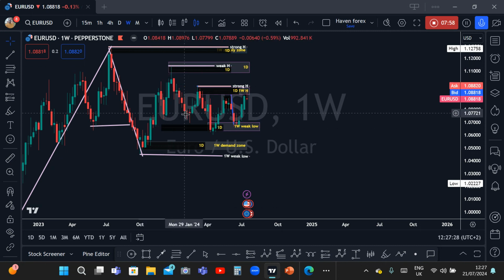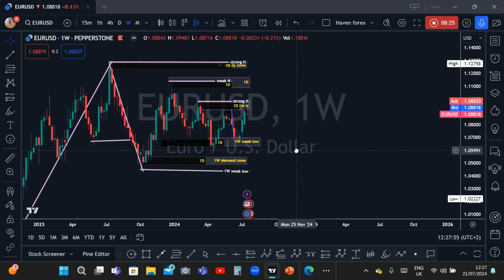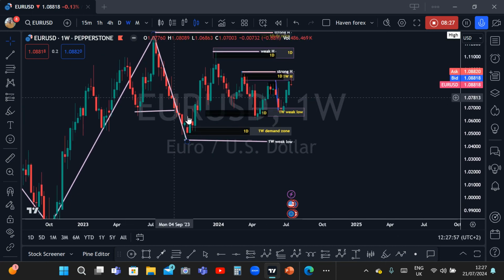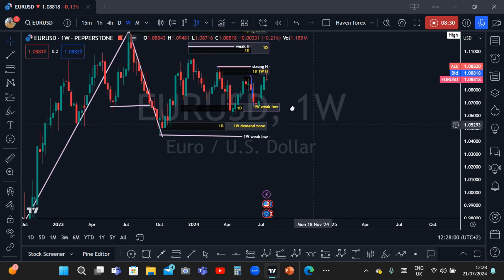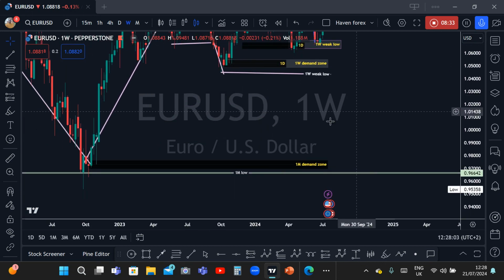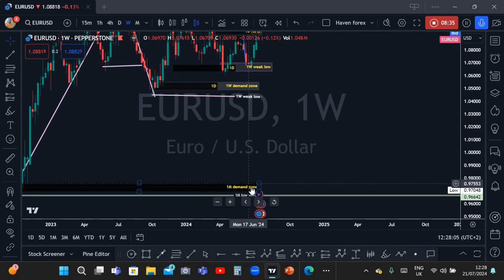Or you can even say, look at it, it came here and it stopped here. It did not break the structure low. So it went back. Now, this high here broke this structure, right? This one broke this structure, meaning that this is a strong high. This is a weak high. Now, the overall trend here, after all those rigmarole, is preparing to come and tap into this demand zone.